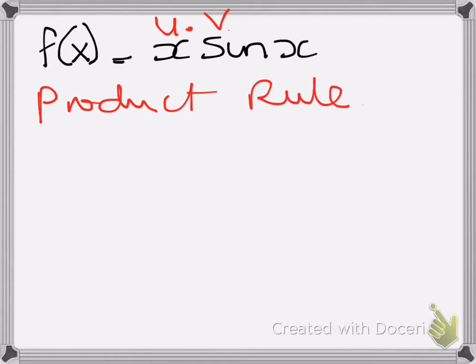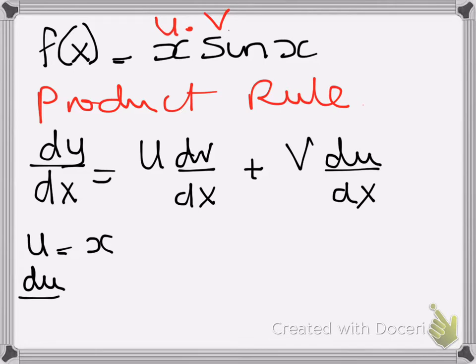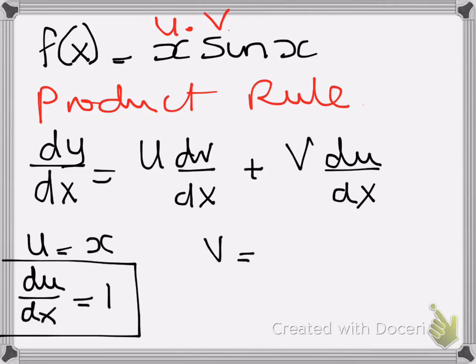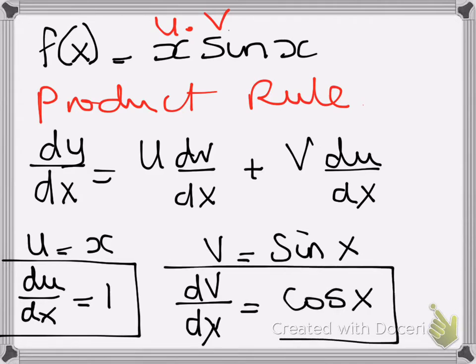Okay, so remember your formula now for the product rule. dy/dx is going to equal u times dv/dx plus v du/dx. So we need to get out our dv/dx and our du/dx. So I said u was equal to x, therefore du/dx is 1. Put that in a box. I said v was sine x, so therefore dv/dx, the derivative of a sine function, is a cosine function. Put that in a box. And now we can insert that into our product rule formula.